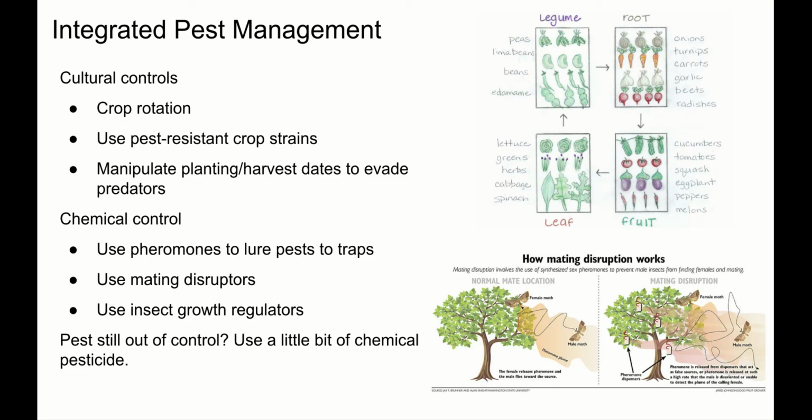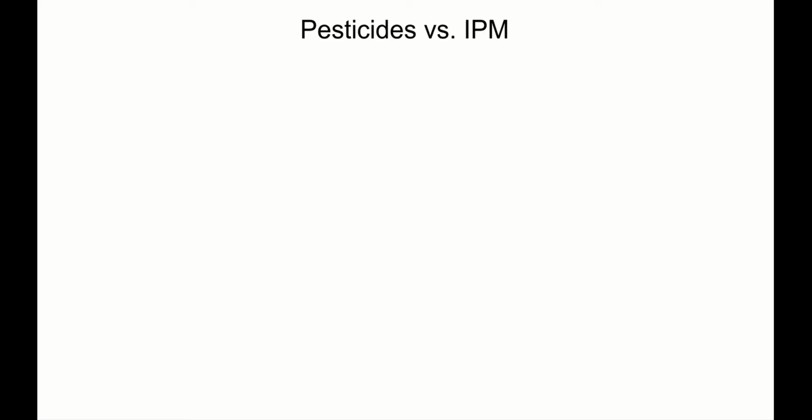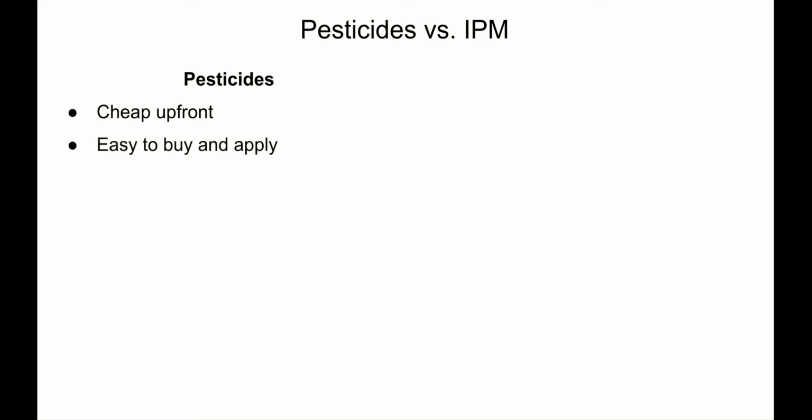So, let's compare the two, pesticides and IPM, integrated pest management. Pesticides are cheap. Up front, they're pretty cheap, especially some of the older varieties of pesticides. They are easy to buy. They are easy to apply. You can do a quick Google search and find out what you need.